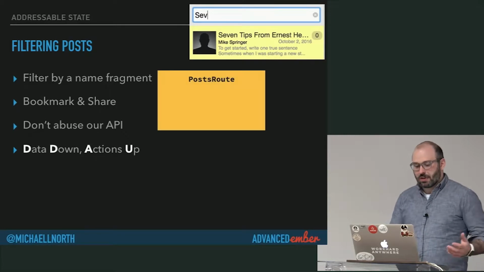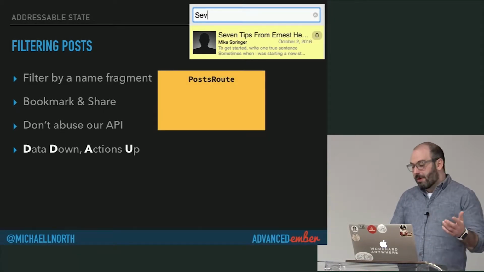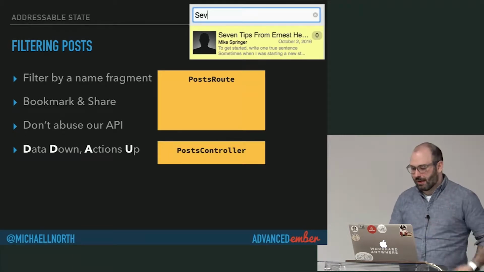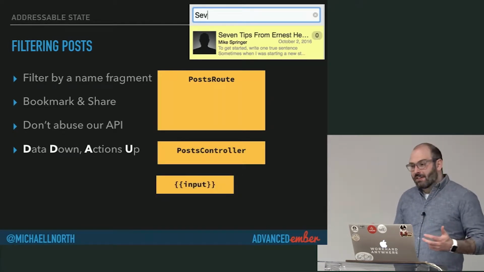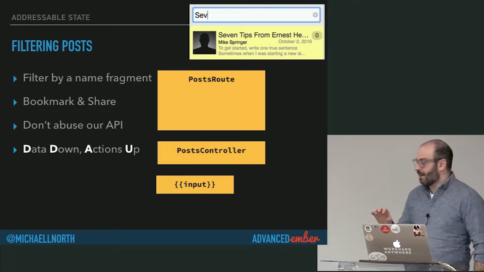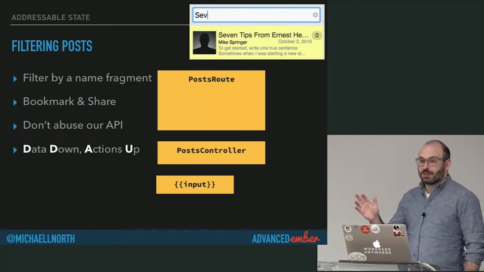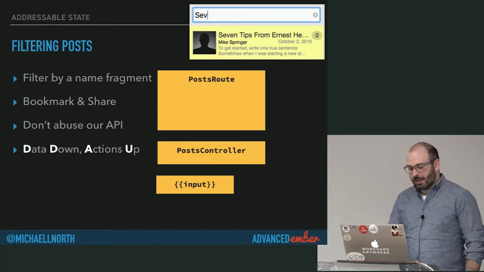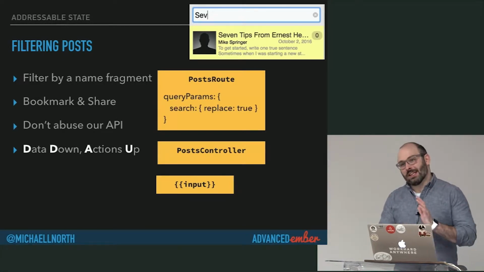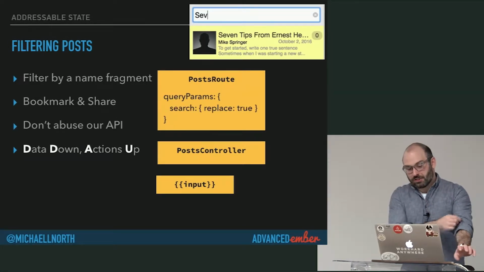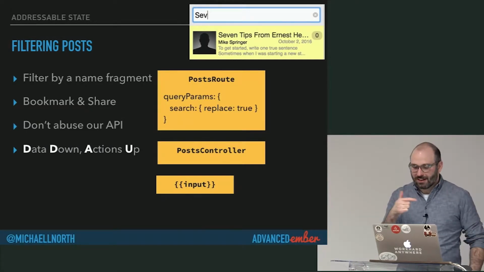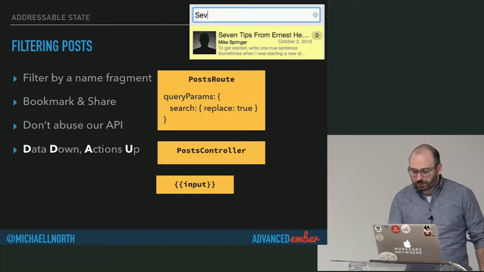So here's the general approach I'd like us to take. We have a post route, and we have a post controller. If they don't exist, go ahead and create them. And you're going to have an input in the posts.hbs file, right? That's what we're using for our search field. You're going to want to set up your query param first and make sure that the replace option is true so that we don't untype via the back button as we're updating this parameter.